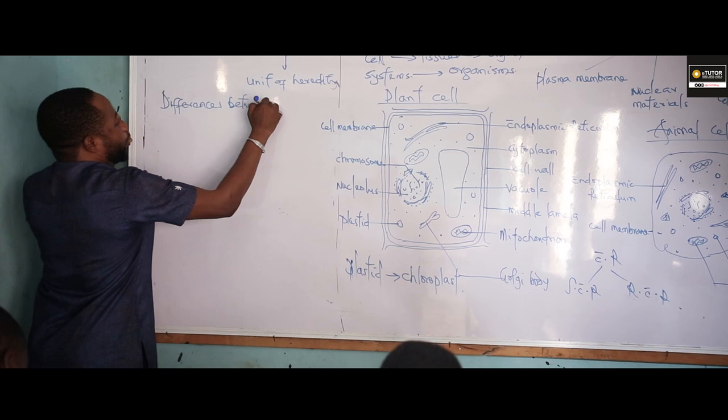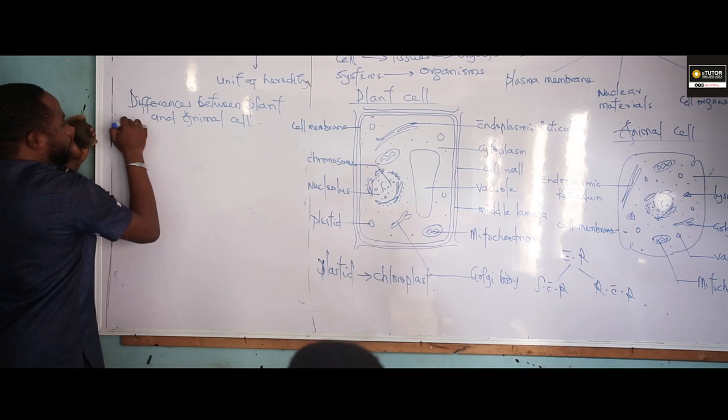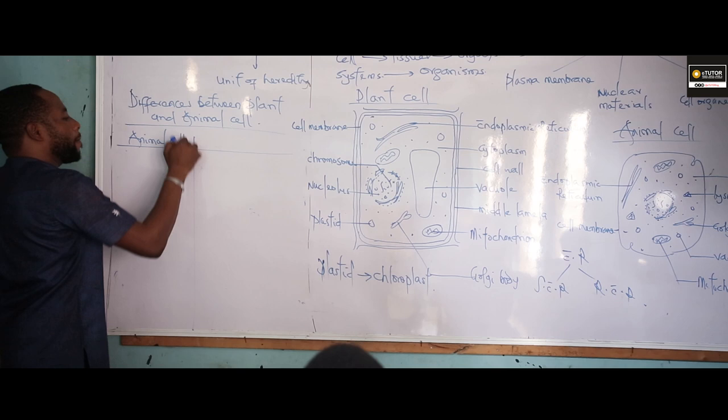Between plants and animal cell. We are going to tabulate and we'll try as much as possible to manage the board. Animal cell. Then we have what? Plant cell. Now let's look at the two together.